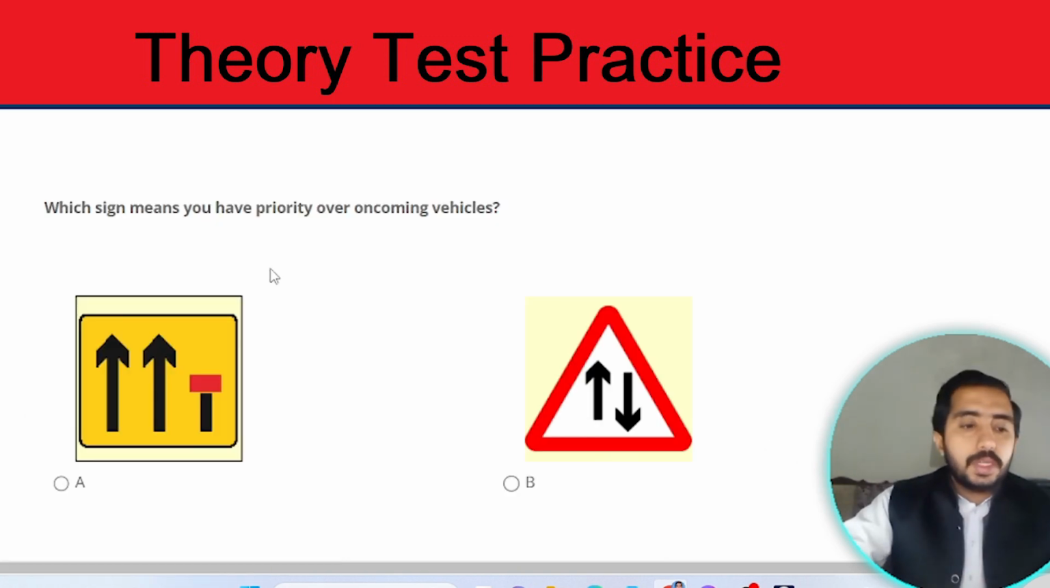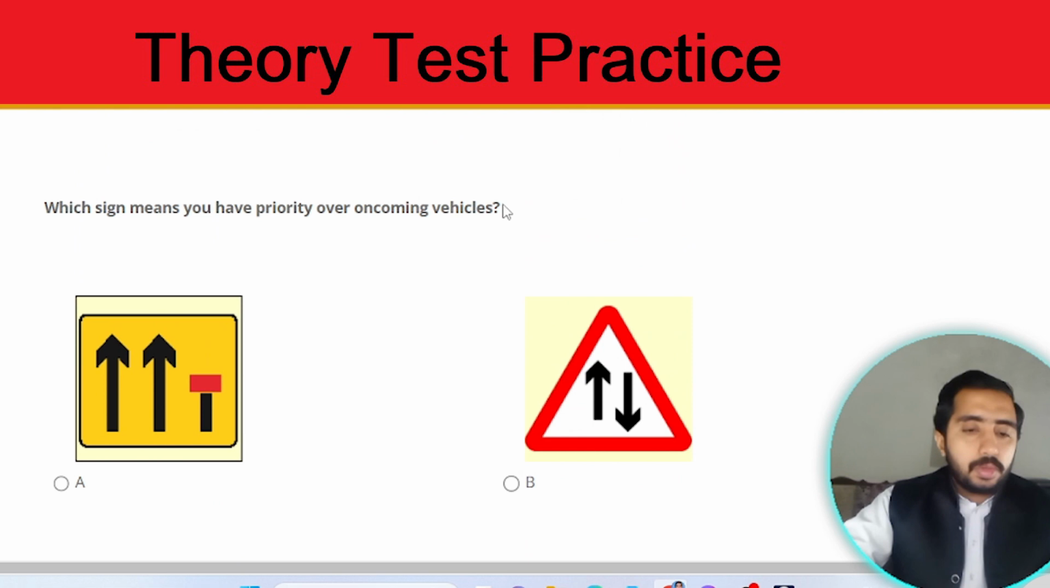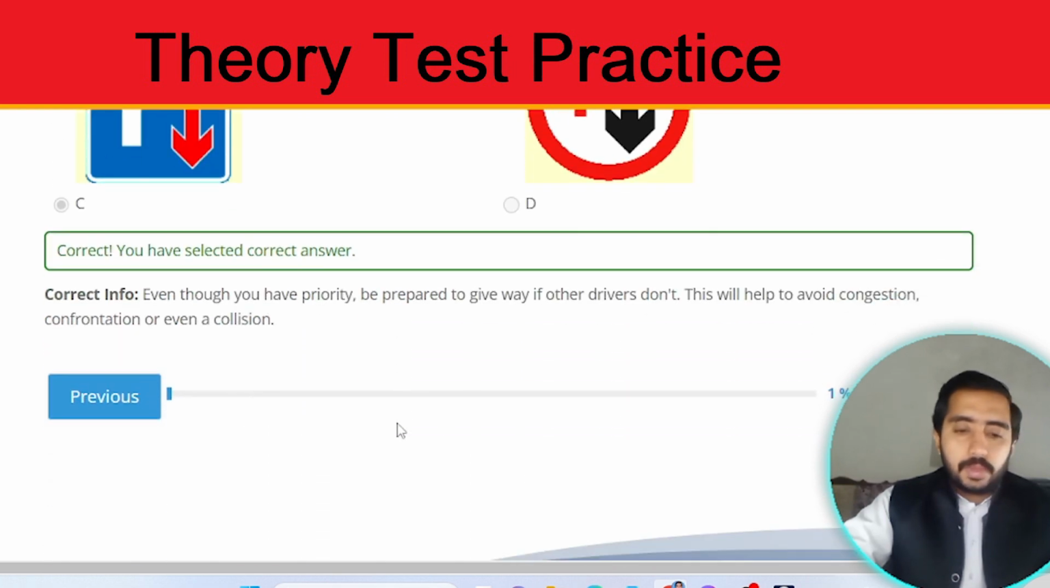Our first question is, which sign means you have priority over oncoming vehicles? The signs are given here. You can see that for oncoming vehicles, the sign which is represented by this one is option C. Next.